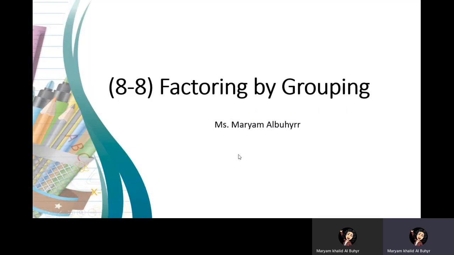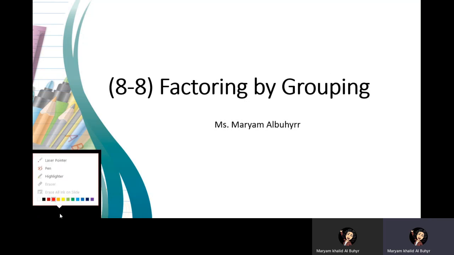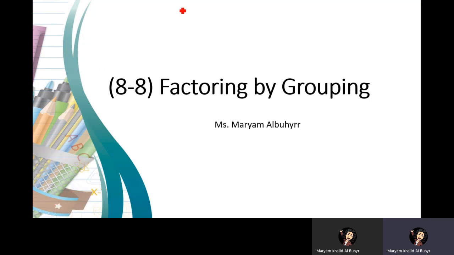Hi girls, let's take the last lesson in this chapter, which is lesson fact 88, factoring by grouping. So we have been discussing factoring for three terms and on these two forms.